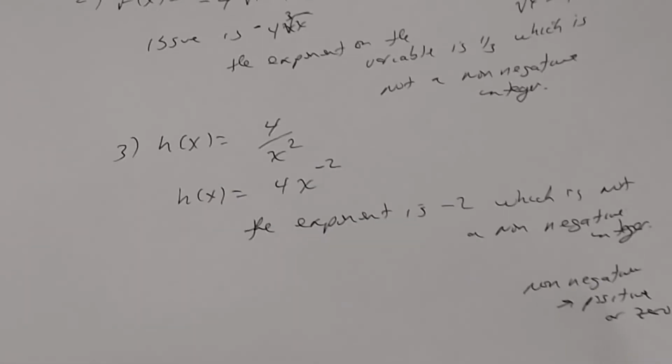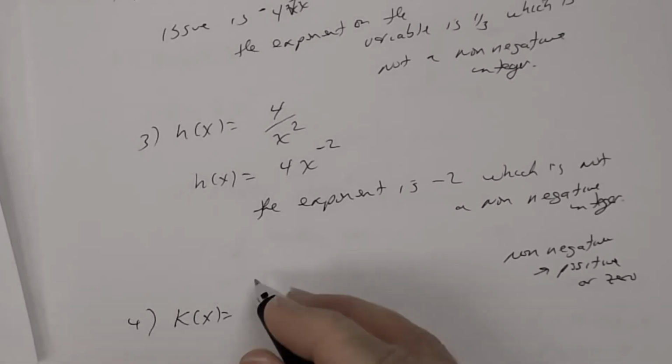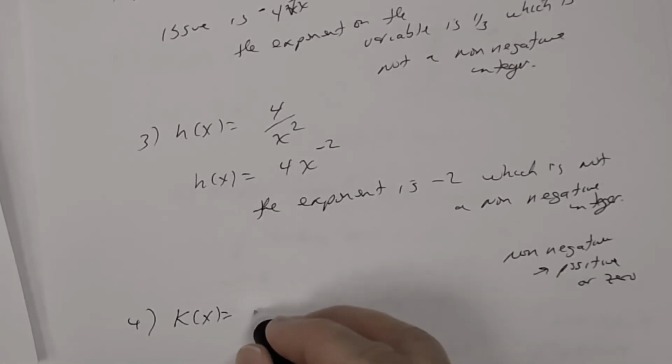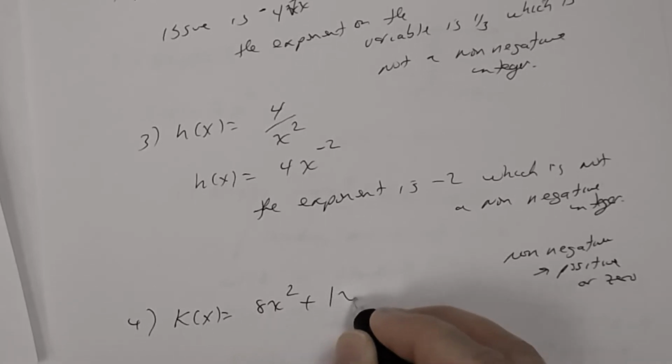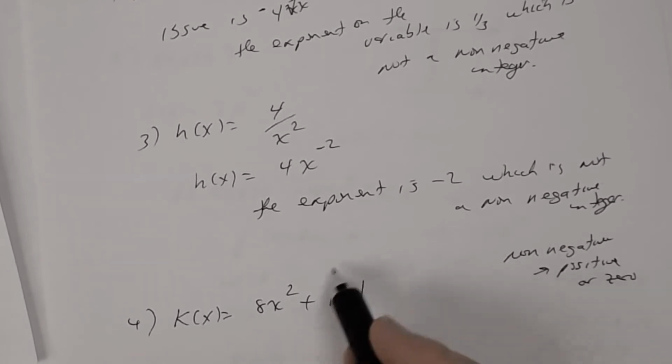Now one more, and then we're going to move on. Let's look at this one. K of x equals, let's say we had 8x squared plus the absolute value of x. 8x squared plus the absolute value of x. The issue is this absolute value. The absolute value of x makes it not a polynomial function.